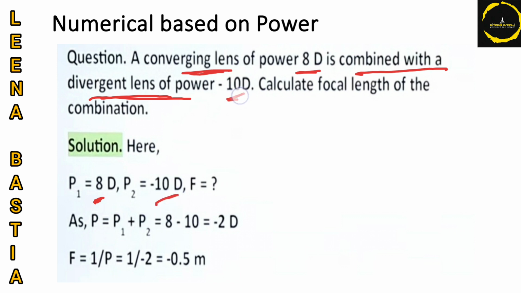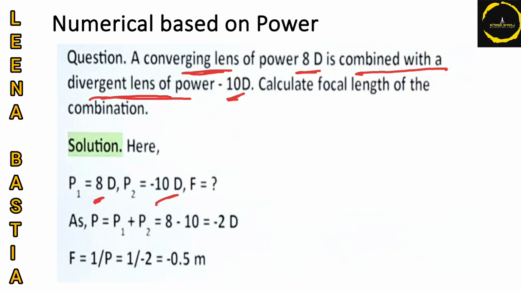Here the sign has been given in some of the questions. It may not be given to you, so just remember that part. You need to remember which is the converging lens and which is the diverging lens. All those you need to remember. Calculate the focal length now.